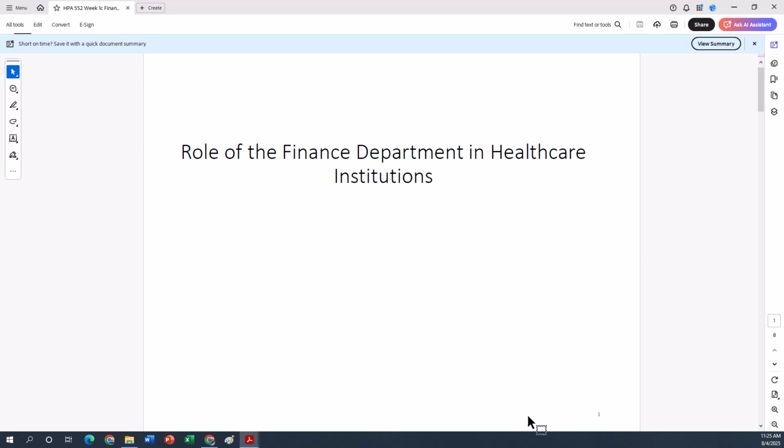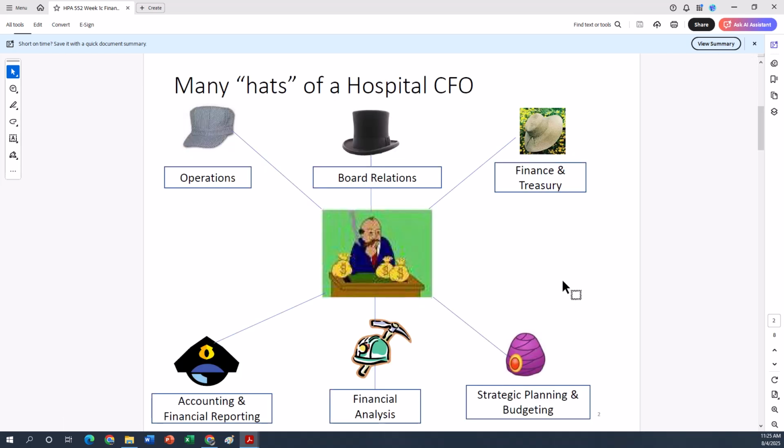Going to talk about the role of the finance department in healthcare institutions. So, it's kind of what I look like here. I kind of frame this up as the many hats of a hospital CFO.